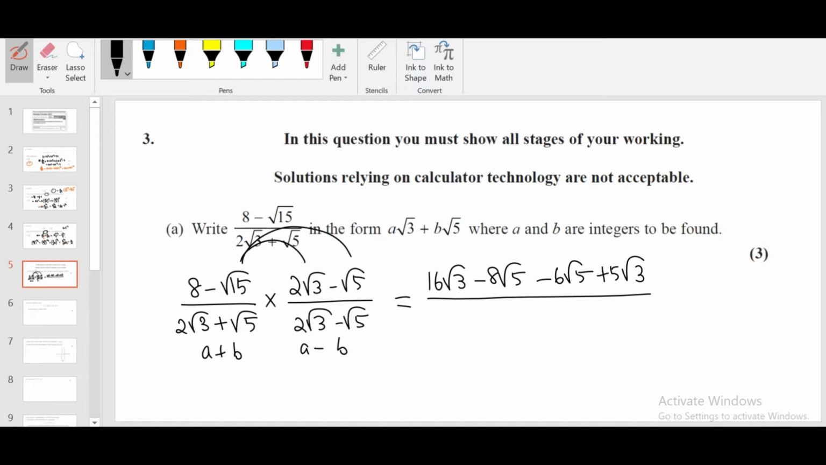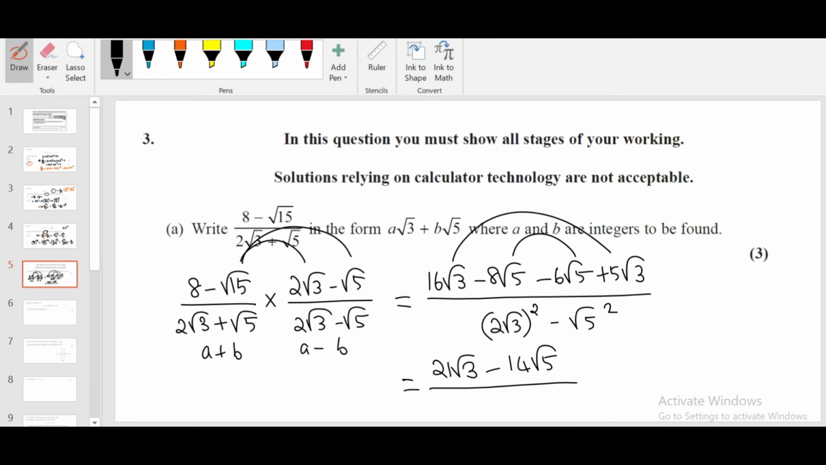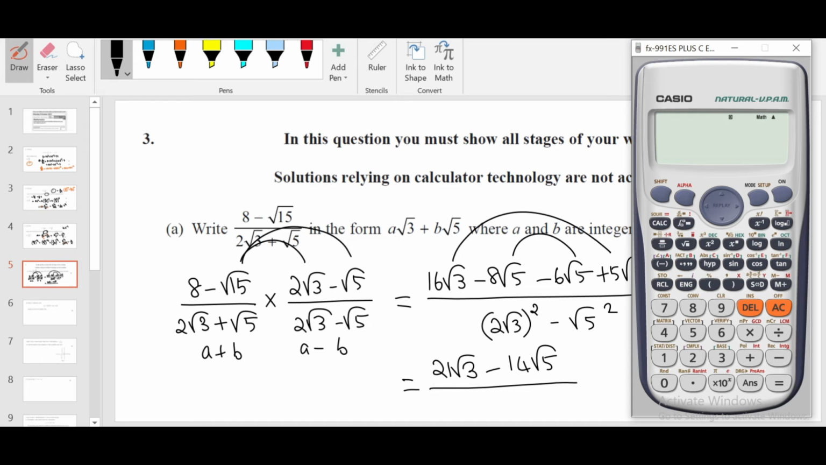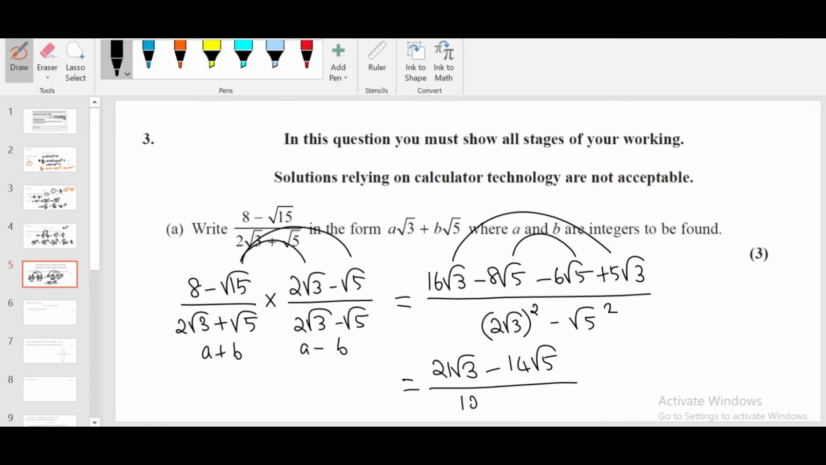You can write it as a square minus b square. Simplify the like terms. This becomes 21 root 3. This becomes minus 14 root 5, divided by 2 root 3 whole square. 2 root 3 whole square is 12. So you get 12 minus 5, which is 7.